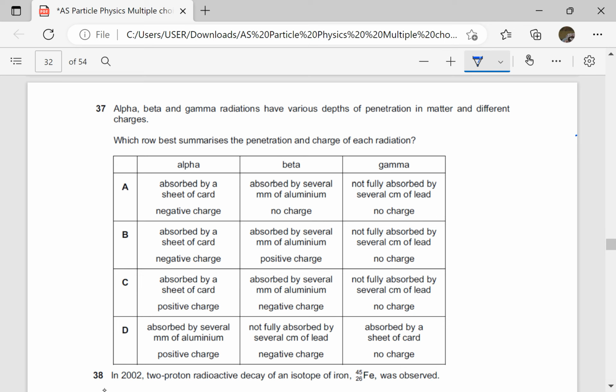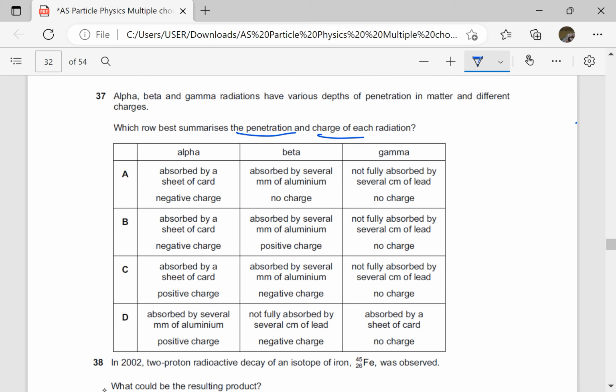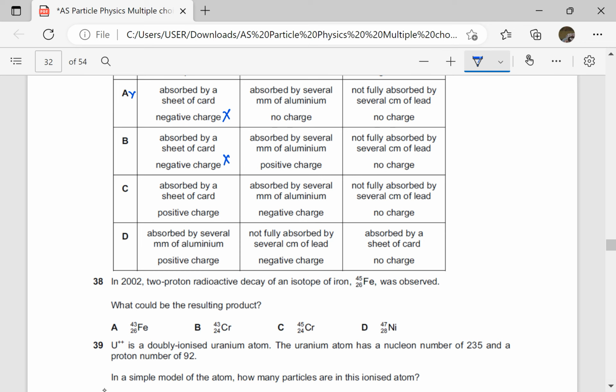Alpha, beta, and gamma radiations have various depths of penetration in matter and different charges. Which row best summarizes the penetration and charge of each? We know the charge of an alpha particle is plus 2e. So this one is saying absorbed by a sheet of card, negative charge. That is not true, so we have eliminated A because alpha particles have charge. B, absorbed by a sheet of card, negative charge. Alpha particles are positively charged. That is not true. C, absorbed by a sheet of card, positive charge. So these ones are correct.